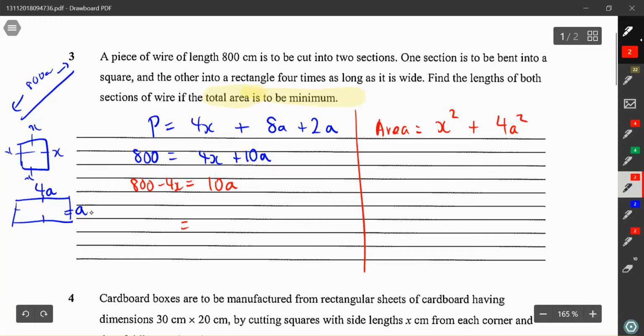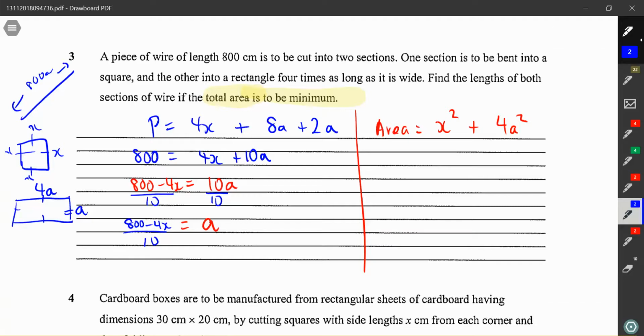I want to know what a is equal to. To get rid of the 10, we would divide both sides by 10. So divide by 10, divide this side by 10. Okay? So technically, this is what I got. I've got 800 minus 4x over 10 equals a. Now notice I didn't even bother simplifying that. Because why? I'm going to use a calculator. I don't care about doing it by hand. You don't have time to do it by hand. Do it on a CAS.